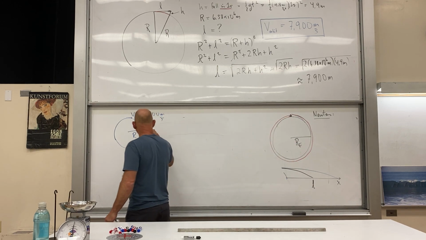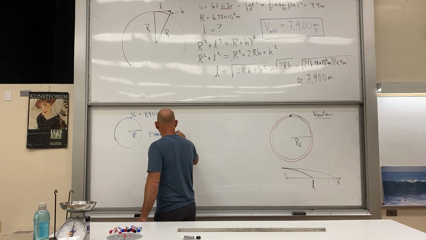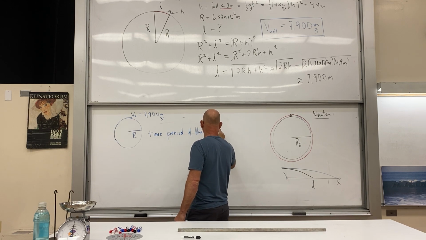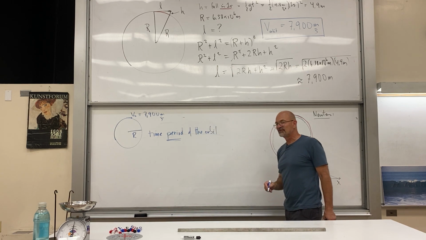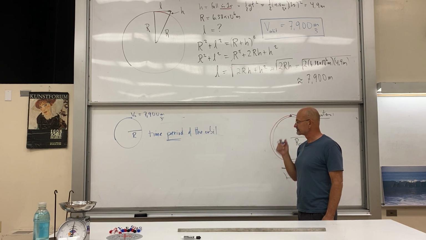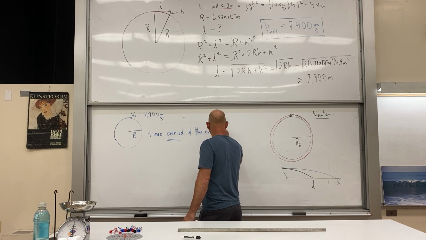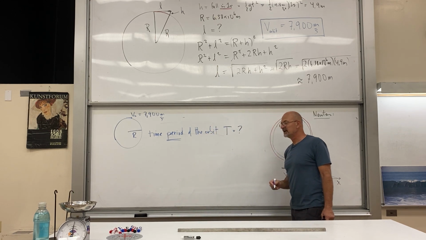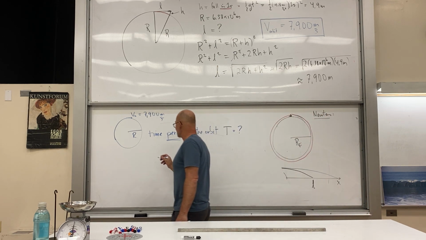And that time is called the period of the orbit. We'll use capital T for it. How long is that? Hours, minutes, seconds, days? Well, we will do this.